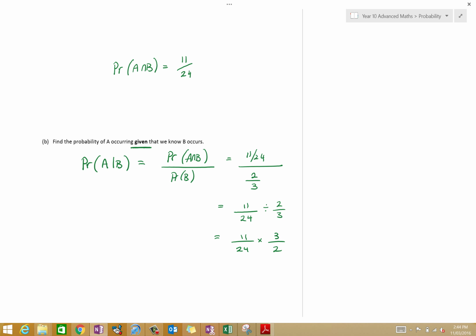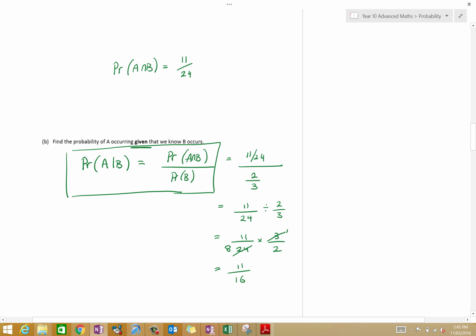Now I could multiply and I could say 33/48, which is fine. But I could do some simplifying here. 3 goes into 24 8 times, doesn't it? And then I'm left with 11 over 16. Would you agree? All right. Conditional probability, not so bad, especially if you just use the formula. Sometimes, however, you might be given a Venn diagram, and it's actually quite easy to read directly from a Venn diagram. You don't necessarily need to use that formula. But if you prefer that method, go for it.